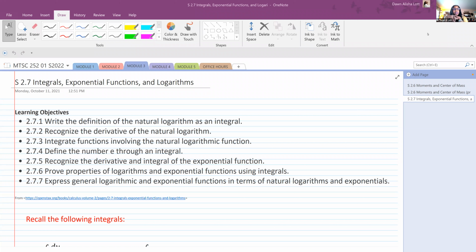Recognize the derivative and integral of the exponential function. Prove properties of logarithms and exponential functions using integrals. We've done that as well. And express general logarithmic and exponential functions in terms of natural logarithms and exponentials. So basically, we've done this section. So it's going to be a bit of a review.